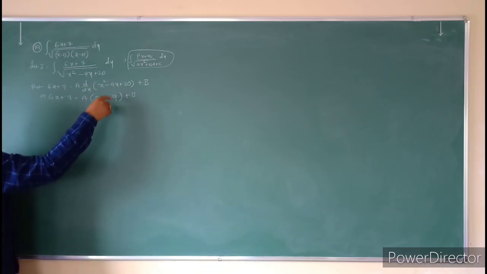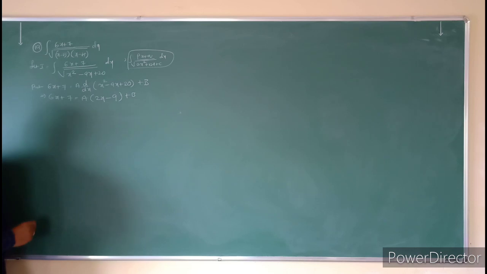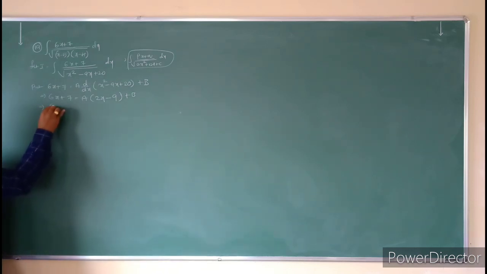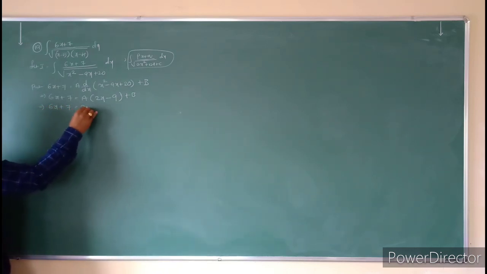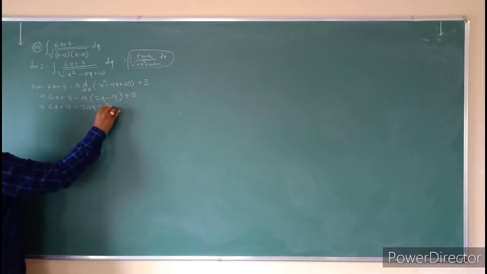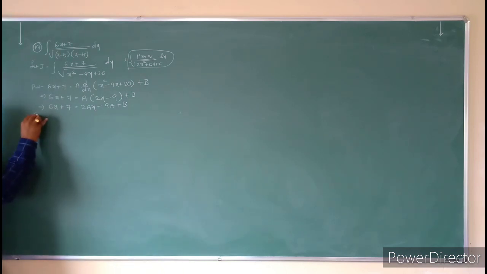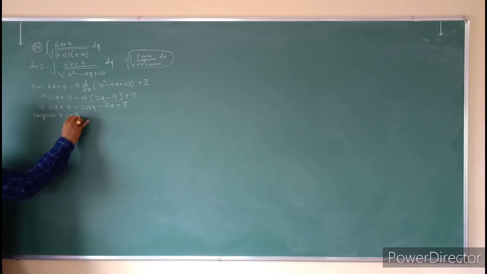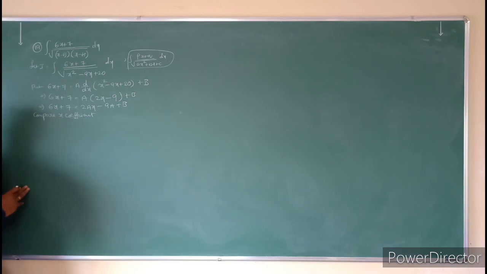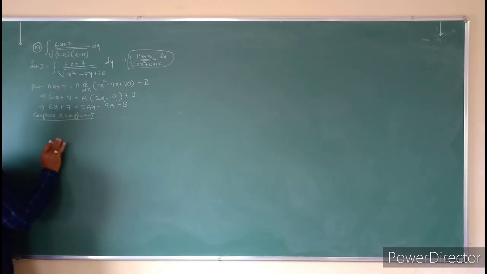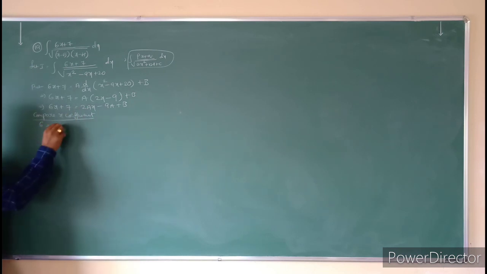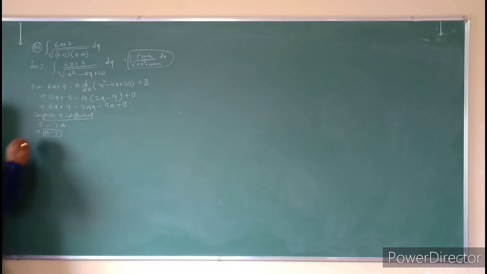The derivative of 2x minus 9x is 9, plus the derivative of 20 is 0. So that implies 6x plus 7 is equal to 2ax minus 9a plus b. Take the components here and compare the x coefficients on both sides. What will you get? Compare the x coefficients. So 6 is equal to 2a, so that implies a is equal to 3. The a value is 3.